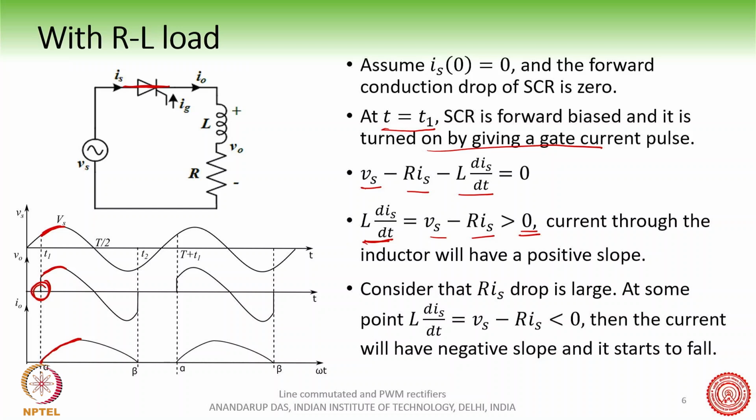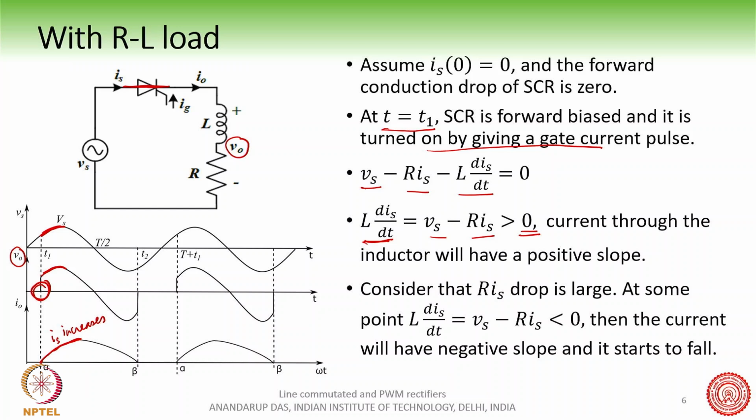Since the SCR is fully turned on, this is the output voltage, so the output voltage exactly follows the input voltage. The current goes on increasing. Is increases here, but it will not go on indefinitely, right?